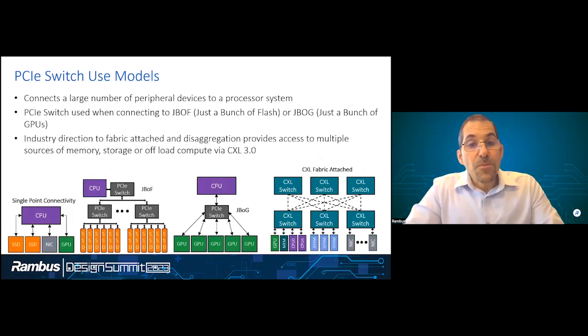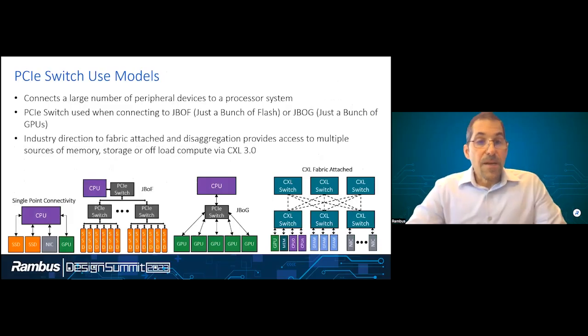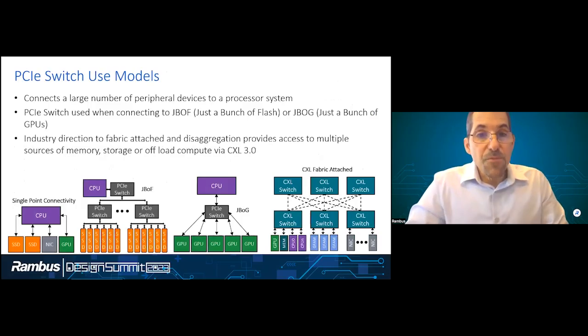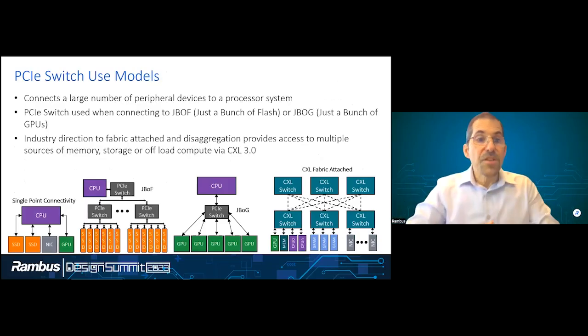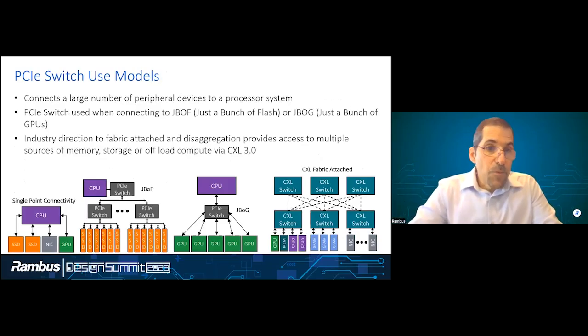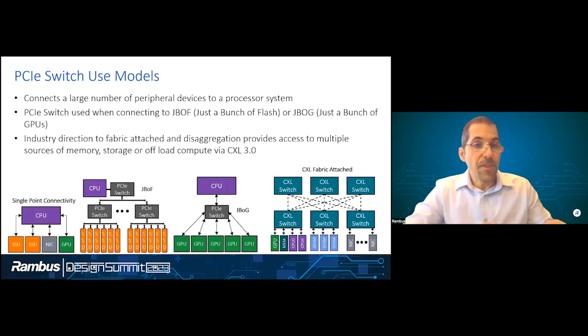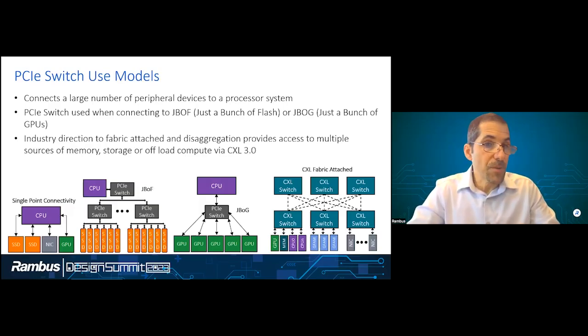Switches. Now I want to talk to you a little bit about switches. We talked about disaggregation, and retimers give you longer reach. Switches will give you more access to more compute, more storage, and so forth. Below, starting in the lower left, you see a CPU with a couple of components attached to it, a couple SSDs, a network interconnect card, and a GPU.